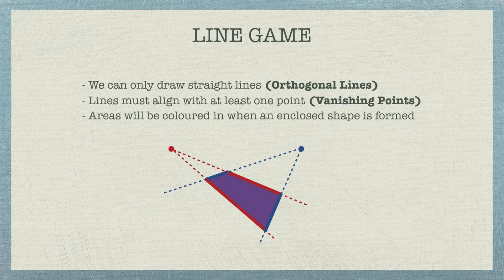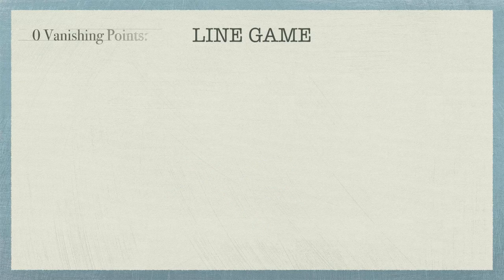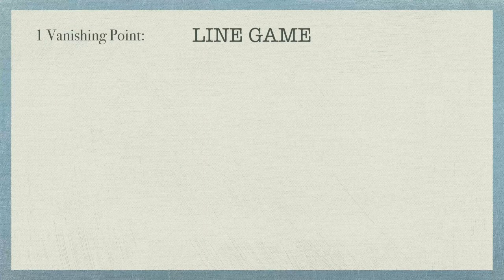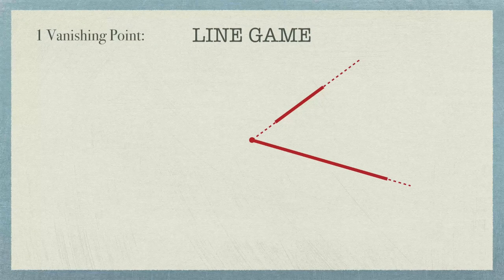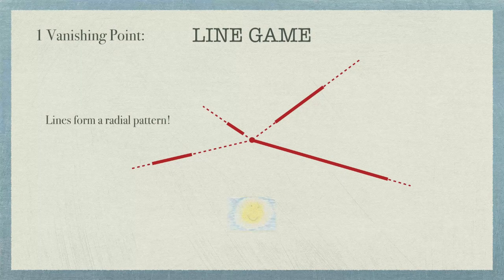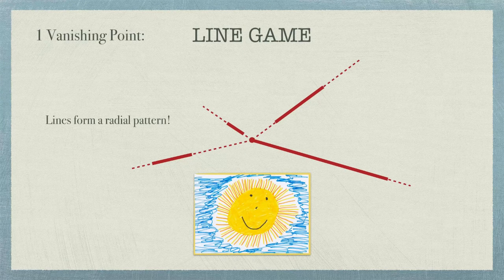So in the first round of this line game, we begin with 0 vanishing points. I'm sure you probably realized this already, but because there are no vanishing points to draw orthogonal lines from, we can't really draw anything. The canvas is left empty. I wouldn't worry too much though. Let's just see what happens when we add in a single vanishing point then. I can place this first point wherever I want to on the canvas. And what you'll see is that wherever you draw your orthogonal lines, it always has to align with that one vanishing point. And because of this, you eventually see some kind of radial pattern forming. It reminds me of a child's drawing of a smiling sun.